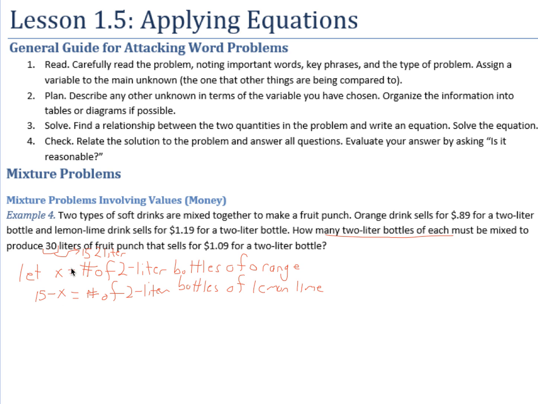So now that we've got that straightened out, we're going to come down here and make a table. We're mixing our orange along with the lemon lime to make a fruit punch. And we want to think through these. So we're going to make a table. And in this table, we're going to have our number of bottles. We're going to have the cost per bottle.